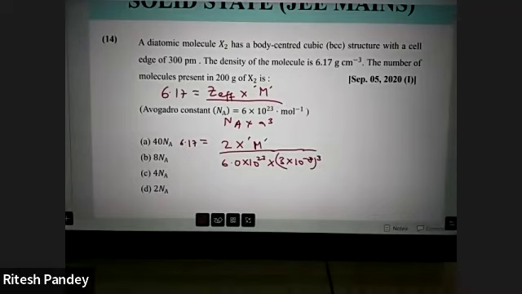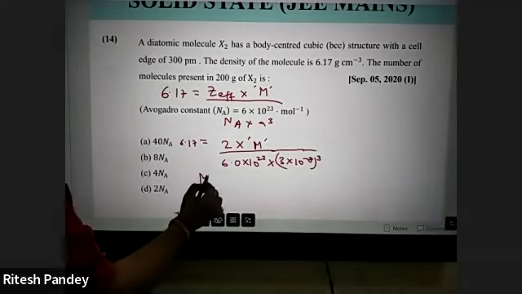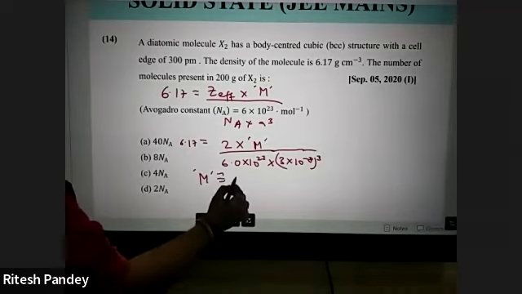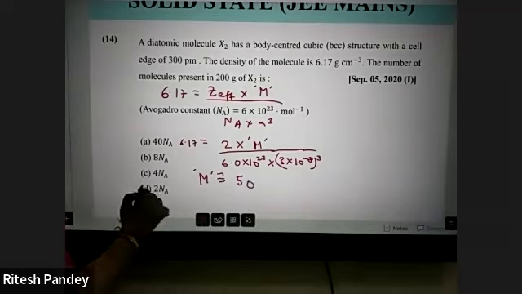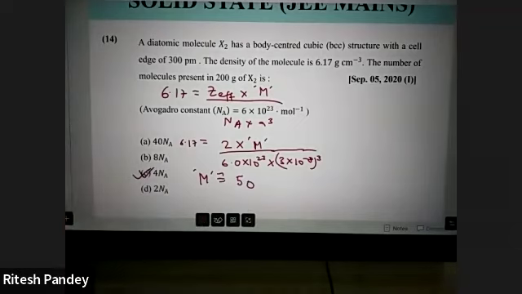Sir, 50 is coming. 50, sure? Yes sir. I could be wrong. In that case, it's 4 NA only. See, Calcutta, we're going to move on.